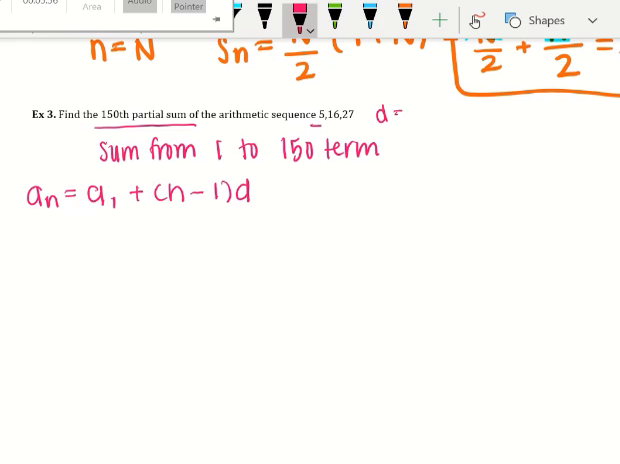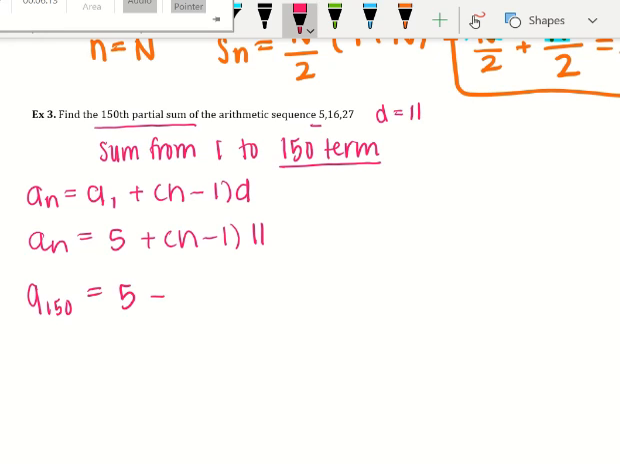So d would be 11, and then we already know what the first term is, so we could plug it in. And then since what we're really trying to find here is the 150th term, I'm just going to plug in 150 now and not simplify because I'm not required to find the general formula. Okay, then I'm going to plug that into my calculator and I get the 150th term is 1,644. So now we could go ahead and use the sum formula.